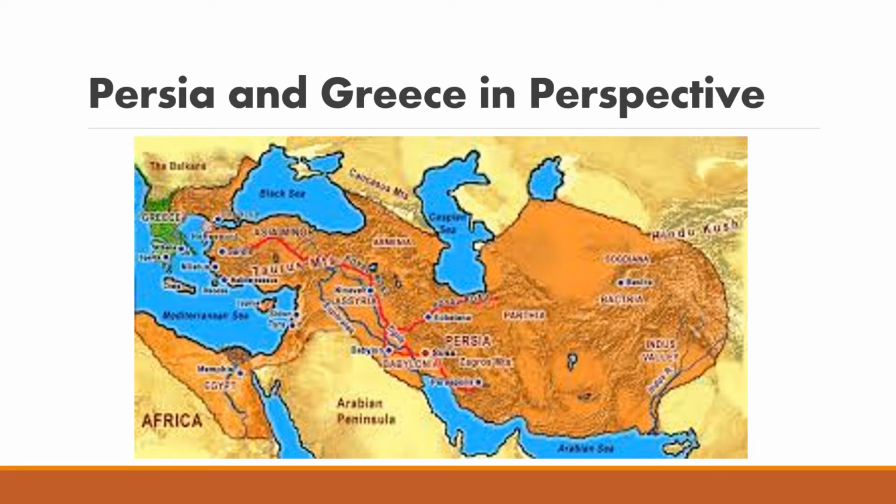So, this big orange area in the map is the entire Persian Empire, and is governed by one ruler. Greece is the little green spot at the western side of the Persian Empire. It is a collection of city-states that are using democracy to govern themselves as a people.